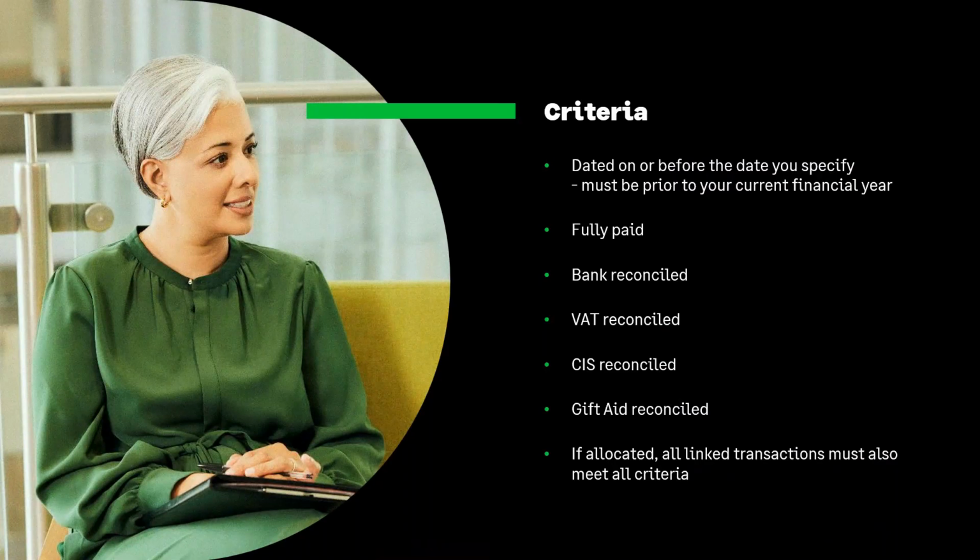If it's a bank transaction, it must be bank reconciled. If it's a VATable transaction under your VAT scheme, it must be VAT reconciled. Lots of reconciles here. If you're a subcontractor, so if you use the CIS scheme, then if it's a subcontractor transaction, so it's classed as a CIS transaction, then it must be CIS reconciled. So it must have appeared on a CIS return.